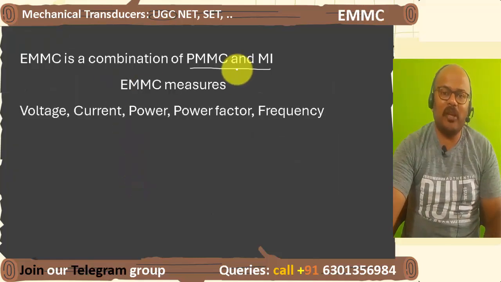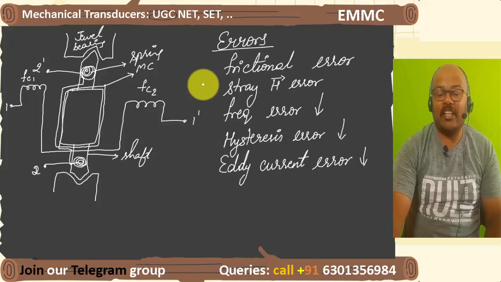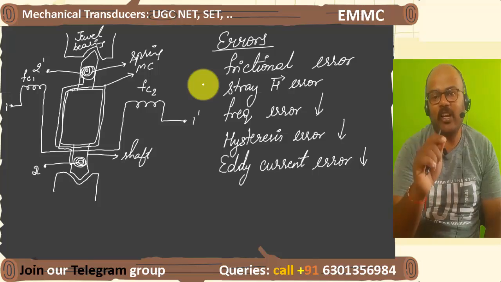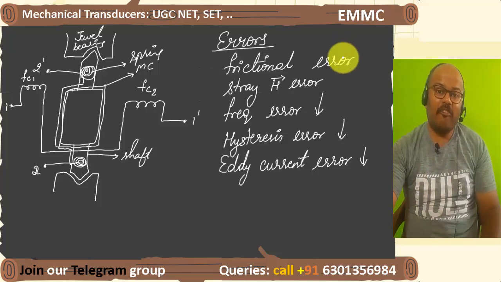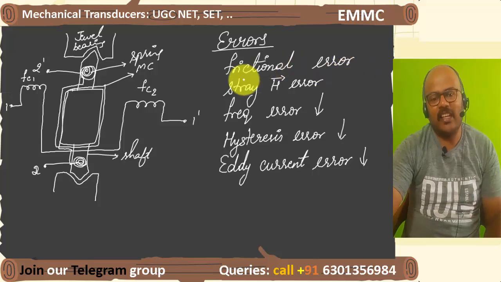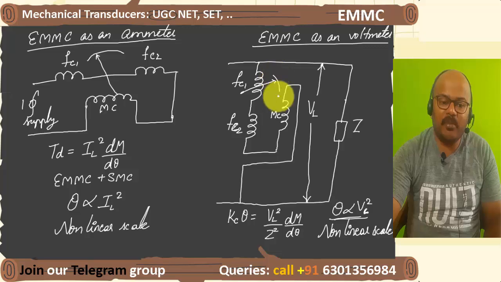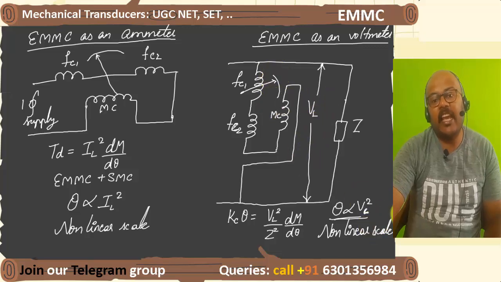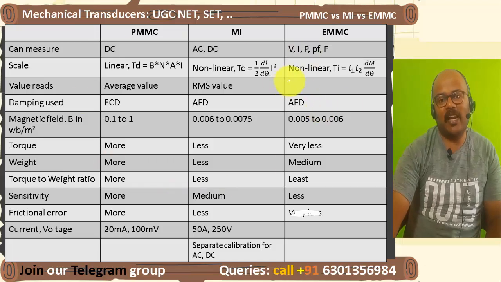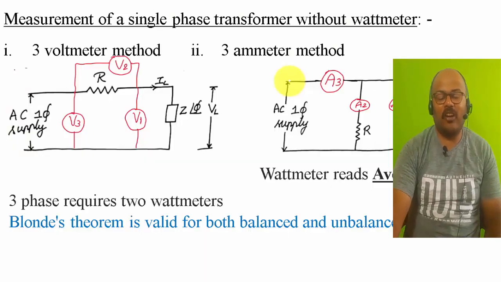EMMC is a combination of both PMMC and MI, and EMMC can measure voltage, current, power factor as well as frequency. But in the case of EMMC, you will have a fixed coil and a moving coil also. In the case of moving iron, whatever errors are there, the same things you are going to discuss in the case of EMMC also. EMMC as an ammeter and EMMC as a voltmeter we have discussed. Here the scale is a non-linear scale. Now we have made a brief comparison with respect to PMMC, MI and EMMC. Also, in which one you will have a fixed coil and in which one a moving coil, we have discussed.